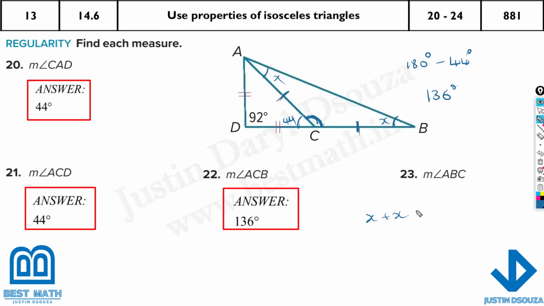x plus x plus 136 degrees is equal to 180. And you can solve it up. We just found out these two angles will be 44. So each of it is 22 degrees basically. So 2x will be equal to 44. When you do 180 minus 136, x is equal to 22 degrees. So the answer is 22 here.